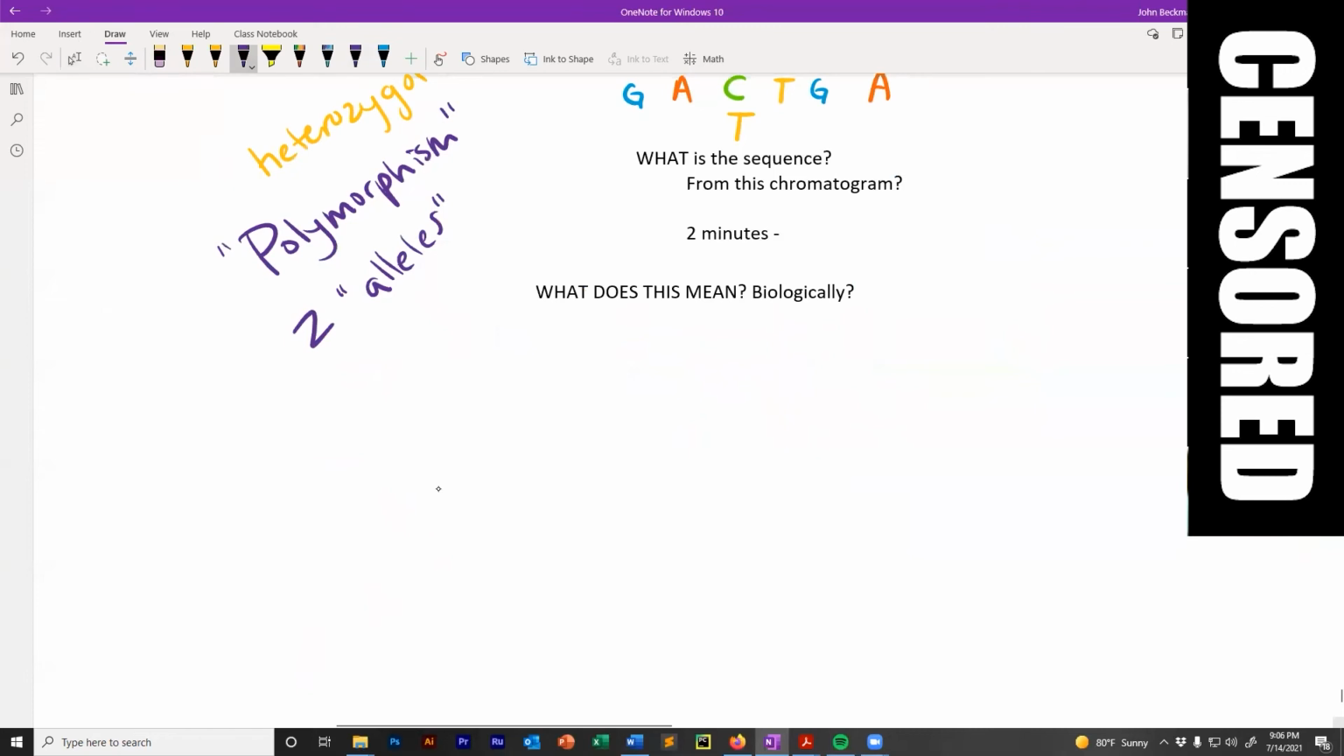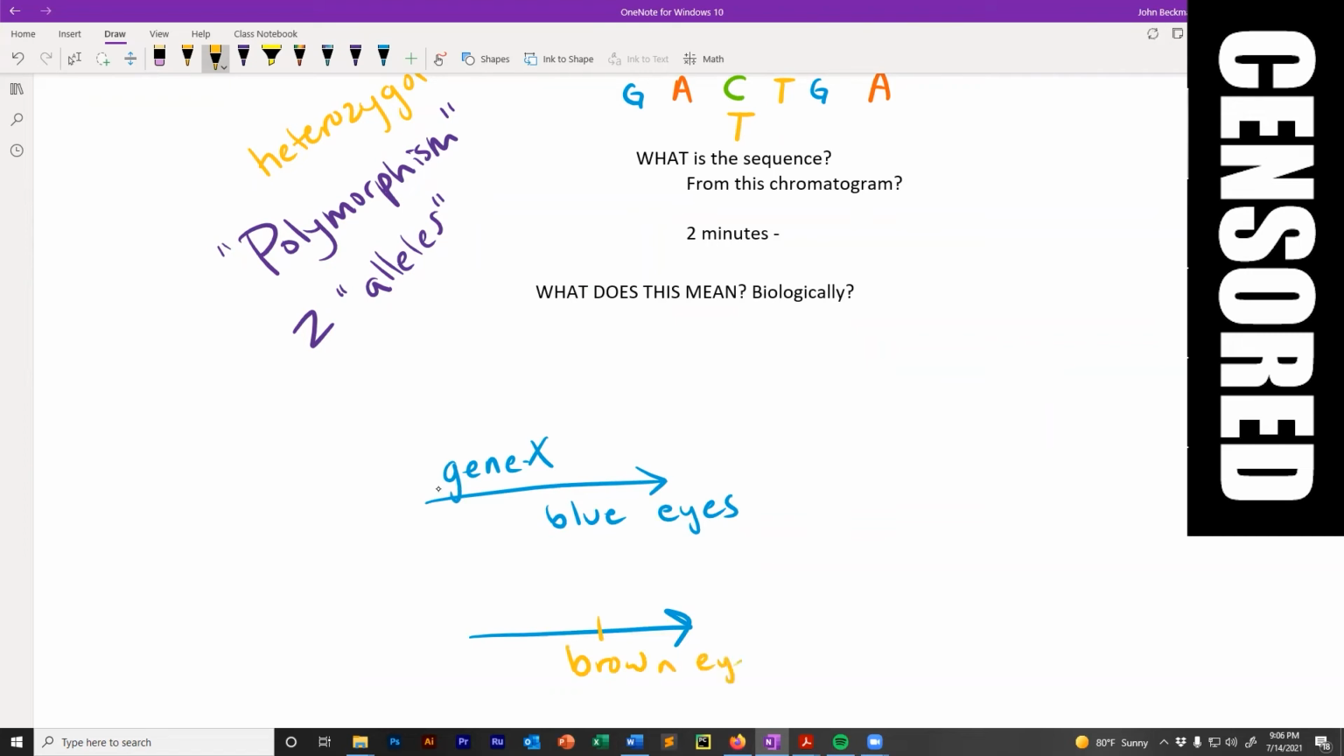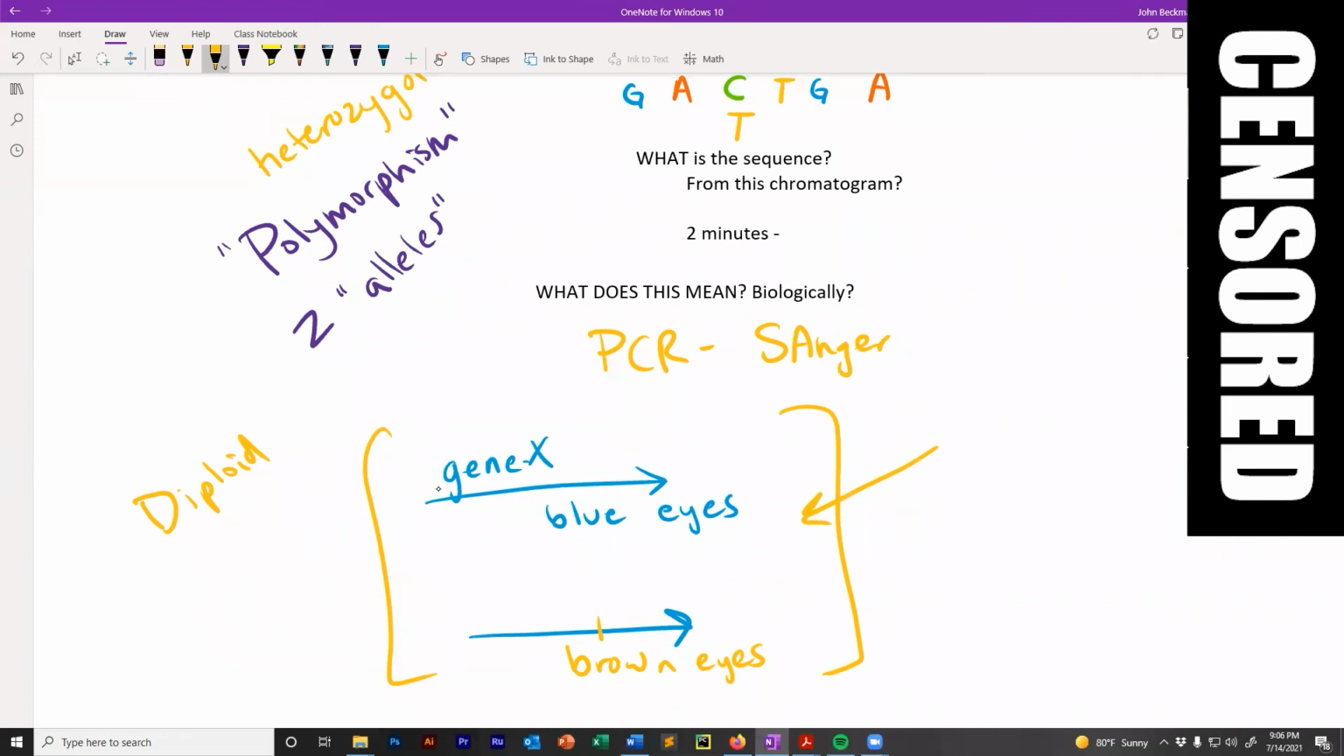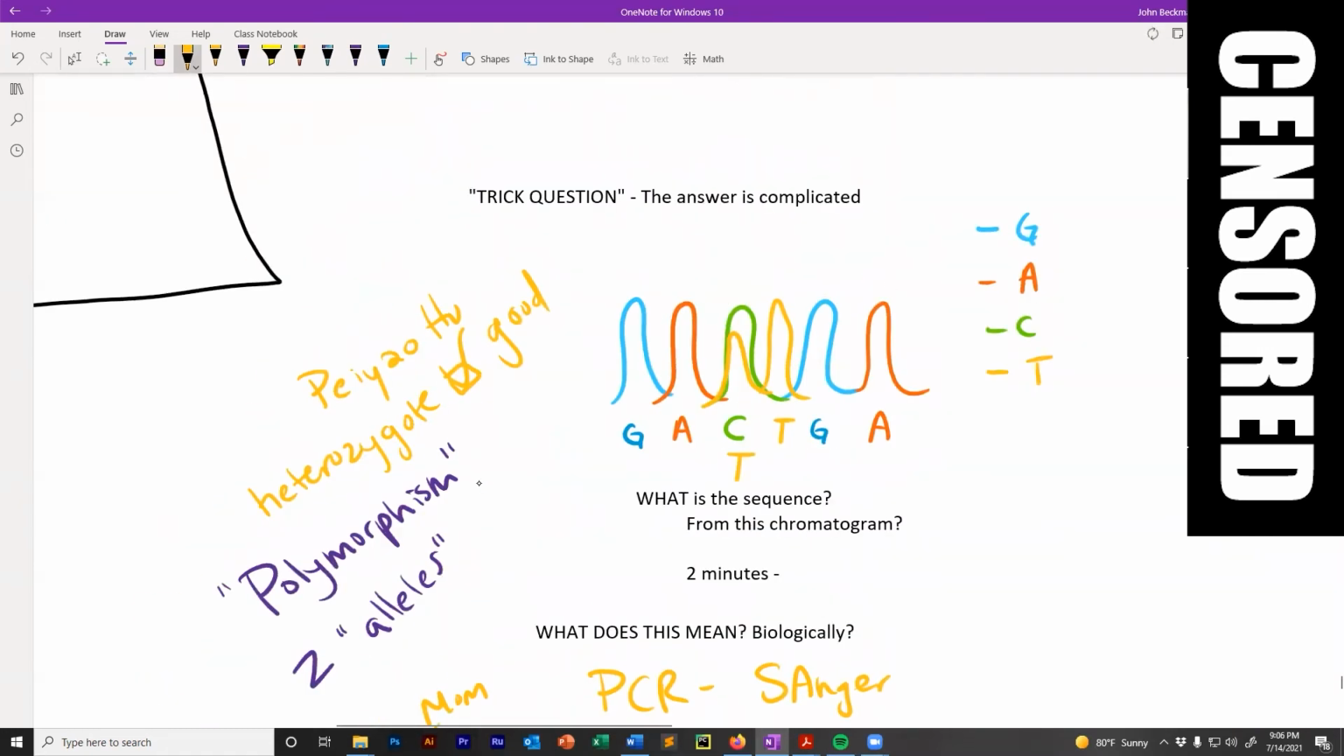Okay. So imagine there's a gene X that codes for blue eyes. And imagine if you have a mutation, you can get brown eyes. And because humans are diploid, we have two copies, okay? If you did a PCR and a Sanger sequencing reaction studying this gene, and the human had both copies, let's say got this one from mom and this one from dad, okay, you would see something like this.